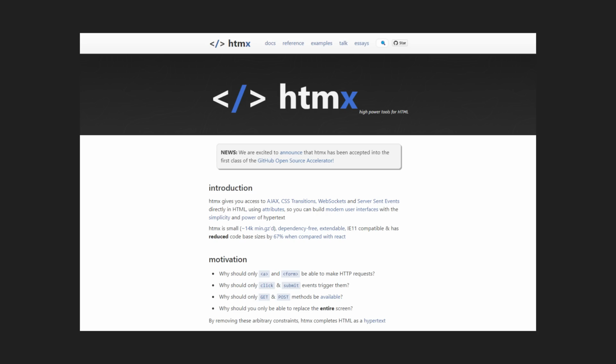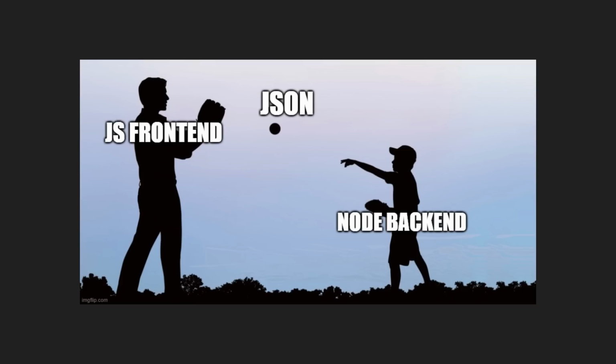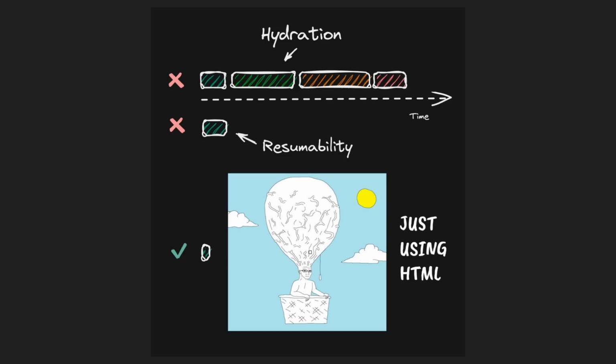HTMX has been gaining a lot of popularity recently, and for good reason. It provides a sensible alternative to the now most common way of building web apps: a JavaScript-heavy single-page application that gets all of its data by consuming JSON-based APIs and then has to handle all of the parsing and rendering logic on the client. HTMX says there's another way.